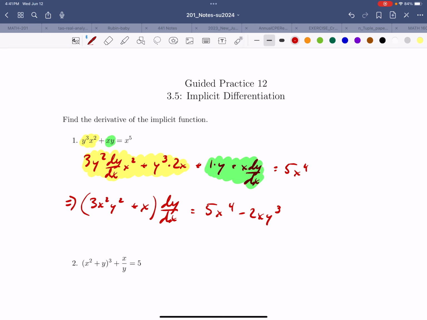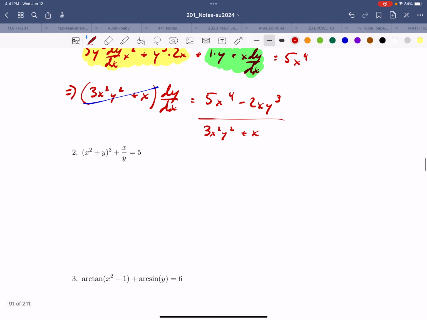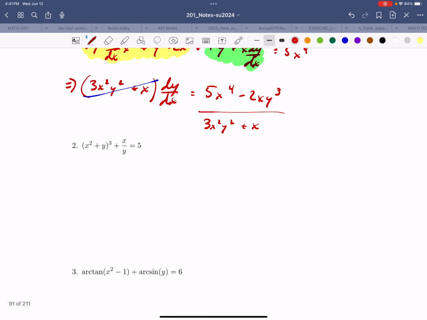So let me just divide. Let me get that. That's our answer. Right, if they give us a point, we'd plug them in for x and y, right? But they didn't, so we won't.